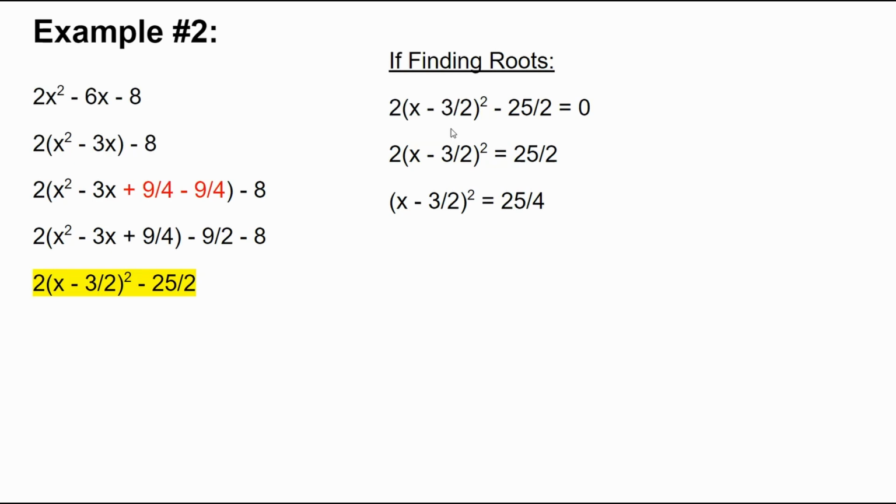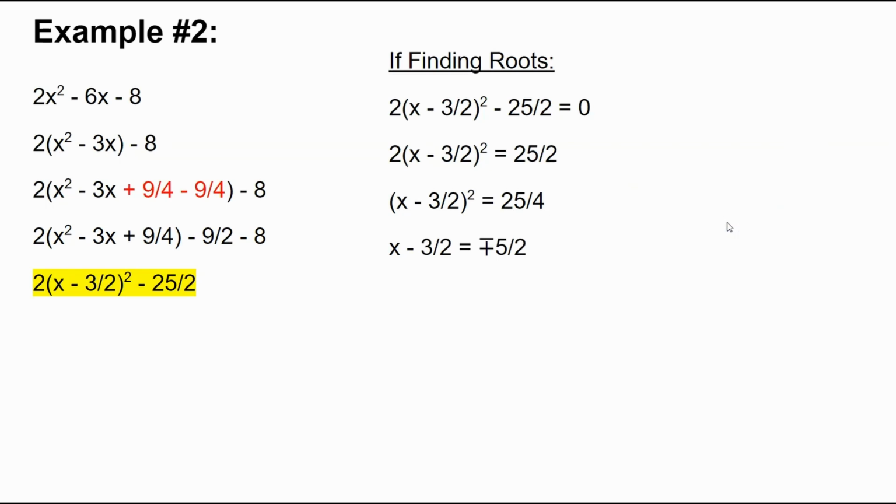Now after that, you want to square root both sides. Square rooting 25/4 may be tricky, but think about it this way. What number squared equals 25? Well, that would be 5. And what number squared equals 4? Well, that'd be 2. Hence, the result is actually going to be plus or minus 5/2. So we do that. X minus 3/2 is equal to plus or minus 5/2.